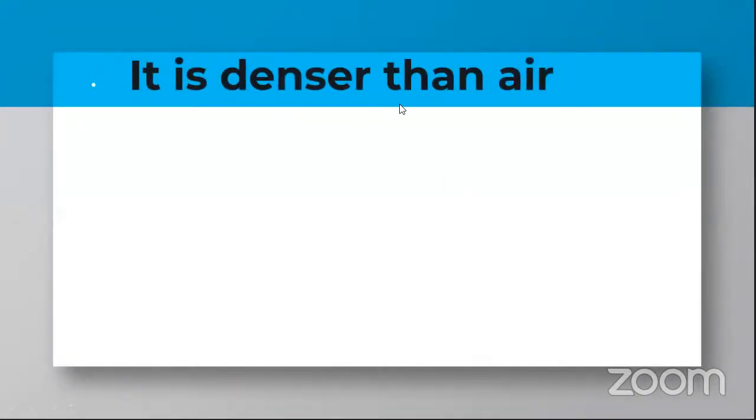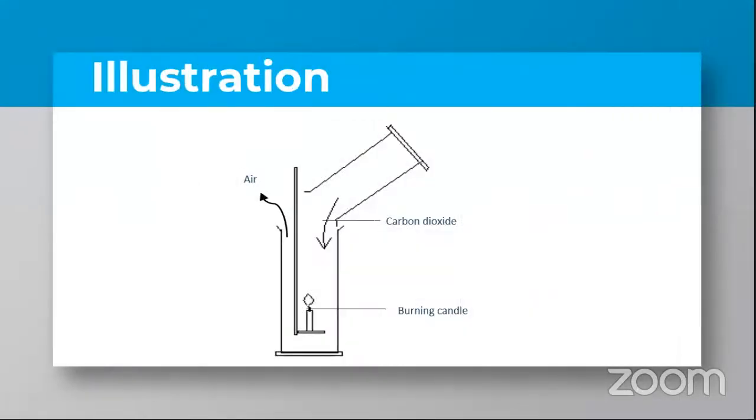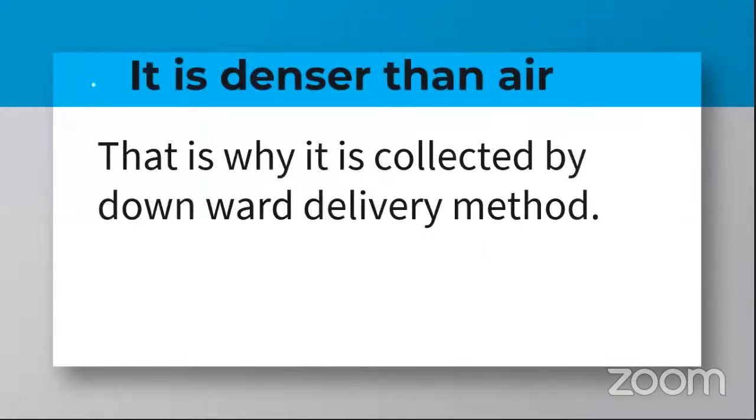So it is denser than air. This can also be seen here in this diagram. We are saying it is denser than air, whereby it is displacing air from the gas jar. And that is why the gas is collected by downward delivery method.